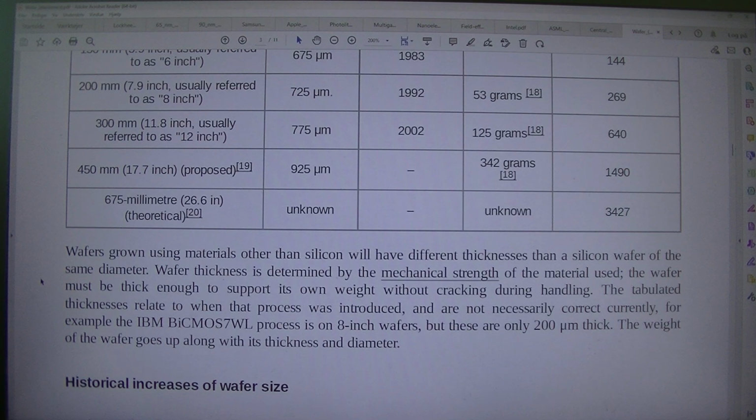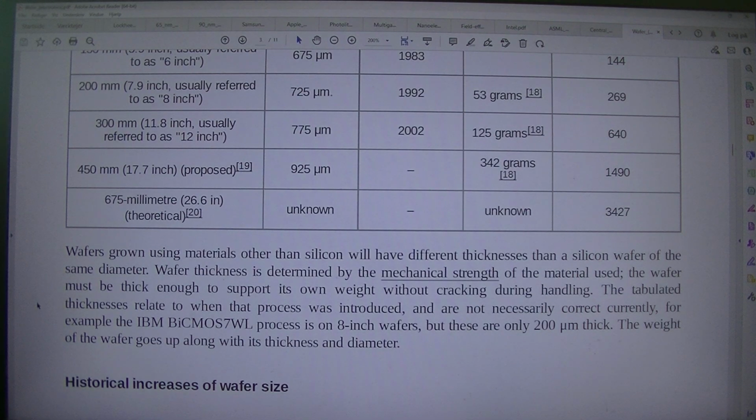Wafer thickness is determined by the mechanical strength of the material used. The wafer must be thick enough to support its own weight without cracking during handling. The tabulated thicknesses relate to when that process was introduced, and are not necessarily correct currently. For example, the IBM BiCMOS 7WL process is on 8-inch wafers, but these are only 200 micrometers thick. The weight of the wafer goes up along with its thickness and diameter.